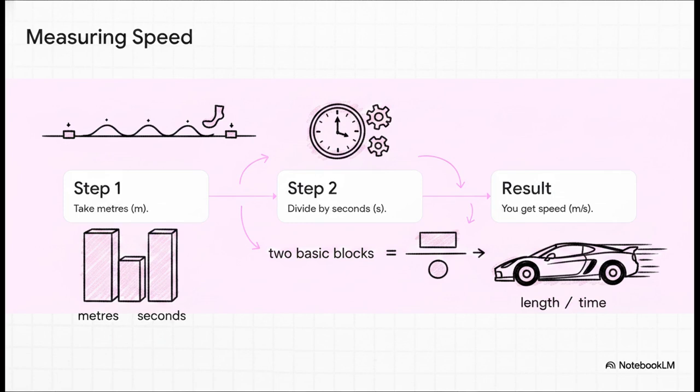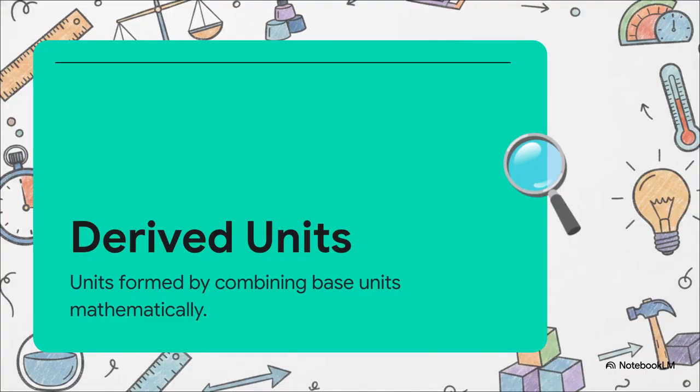We take a base unit for length, which is meters, and divide it by a base unit for time, which is seconds. The result? Speed, meters per second. By simply stacking 2 basic blocks together, we've created a brand new measurement. And this brings us exactly to what we call derived units. These are units formed entirely by combining our base units mathematically. So we just derived a unit for speed using the basic blocks we already had in our toolkit.